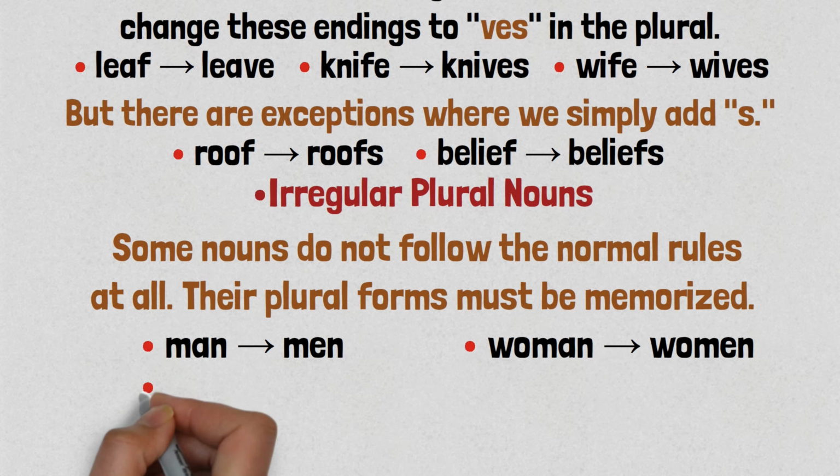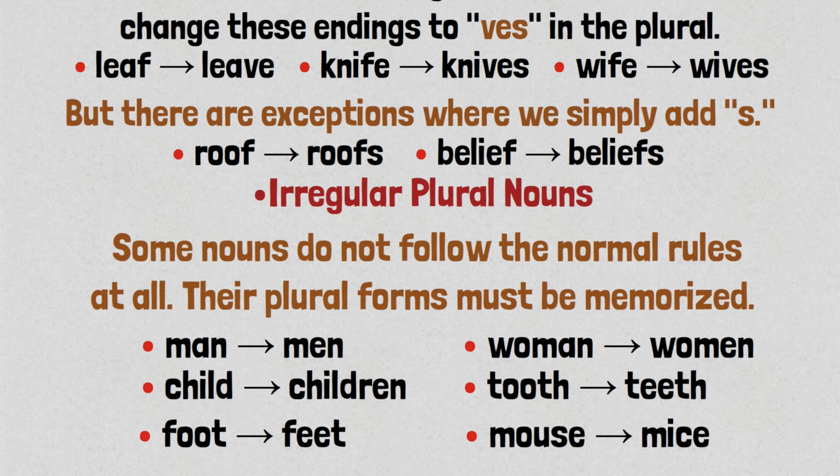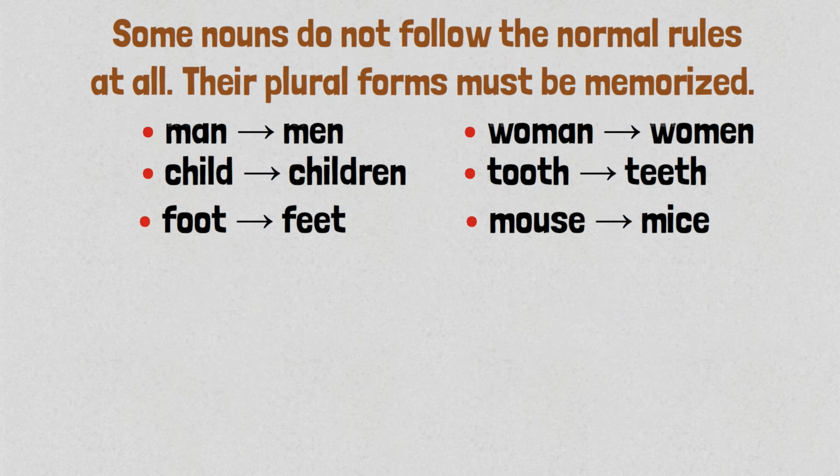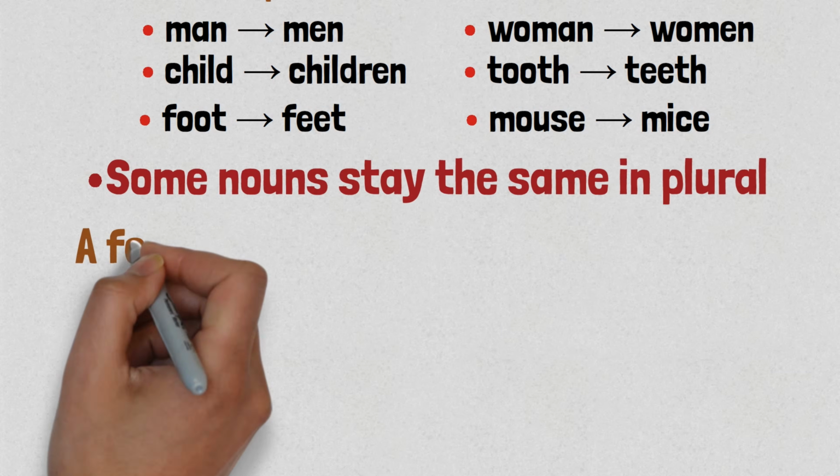Irregular plural nouns. Some nouns do not follow the normal rules at all. Their plural forms must be memorized. Man, men. Woman, women. Child, children. Tooth, teeth. Foot, feet. Mouse, mice.